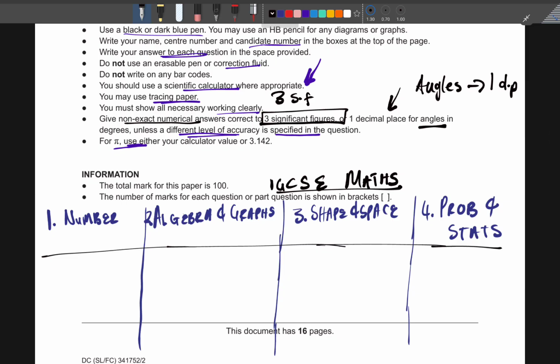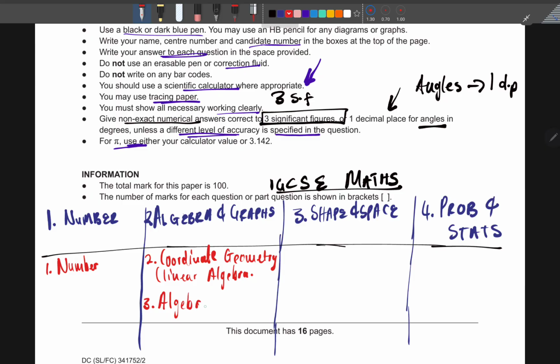Then everything else is coming as a subtopic. What are the 9 topics? Topic number 1 is number. Topic number 2, the syllabus calls it coordinate geometry. What is the other name which I told you? Coordinate geometry is just linear algebra, okay? We'll put in brackets to say linear algebra. We're coming back to it. Then topic number 3 is algebra and graphs. Big topic, the biggest one, carrying the most percentages.